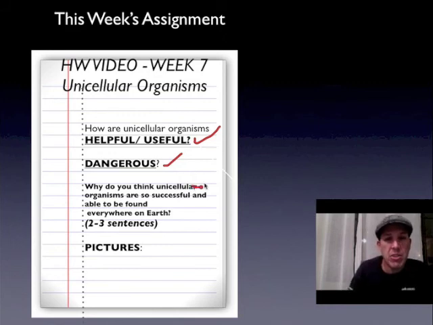And answer this question: why do you think unicellular organisms are so successful and able to be found everywhere on Earth? They are the first life on Earth, and there are more of them than any other living organism. So why do you think they're successful, and why are they found everywhere on Earth? They're found in the oceans, in the water, cold places, warm places, everywhere. Why do you think that? Give me 2 to 3 sentences, and then draw a couple pictures of something to remind you about unicellular organisms.